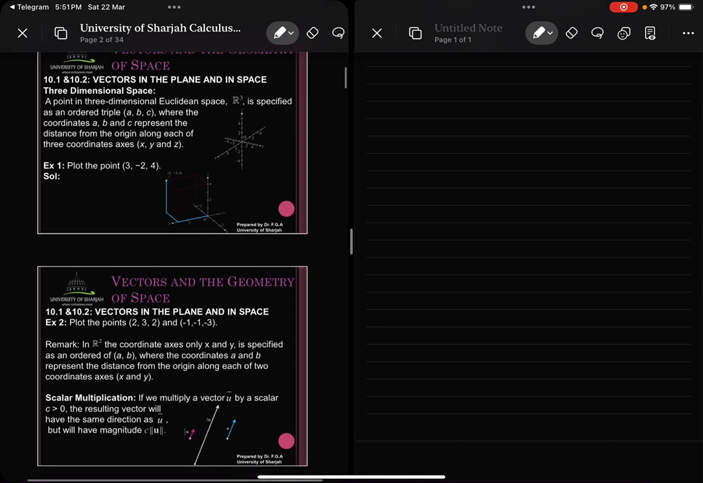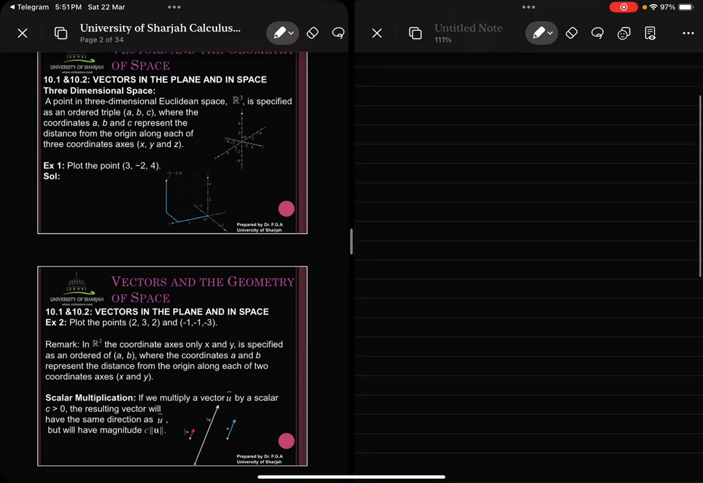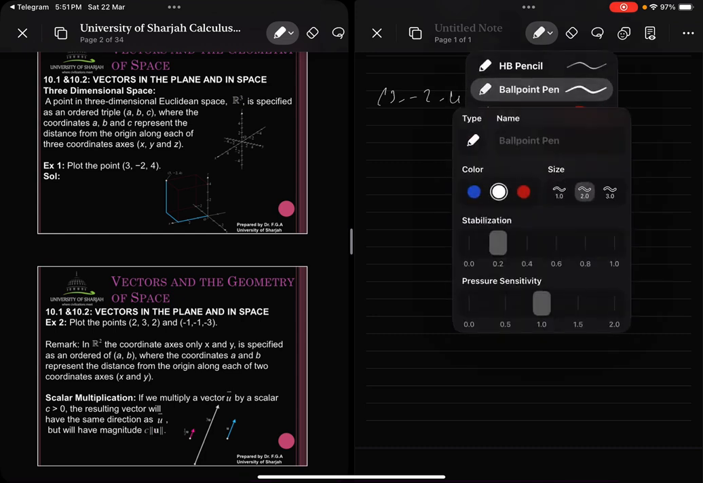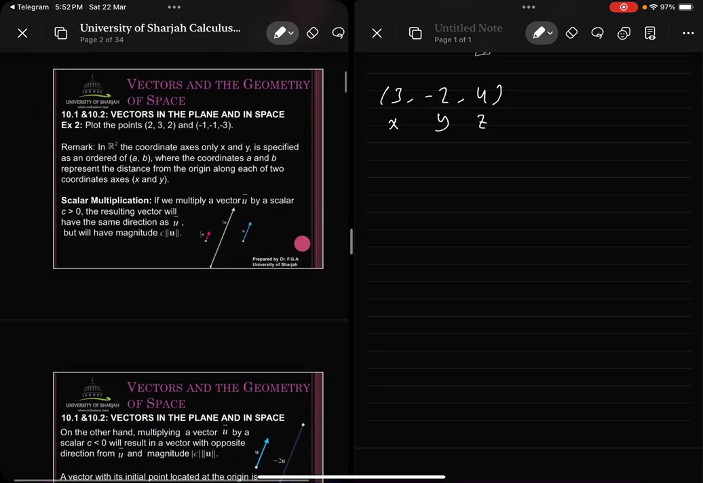For example, we have a point here. So here we have the point (3, -2, 4). So 3, -2, and 4 represent x, y, and z.